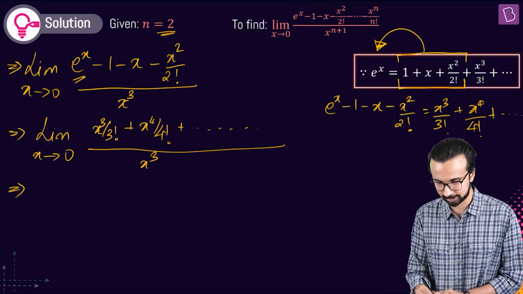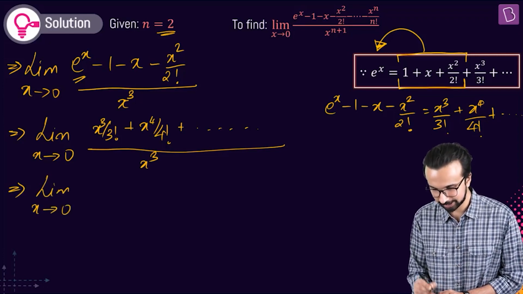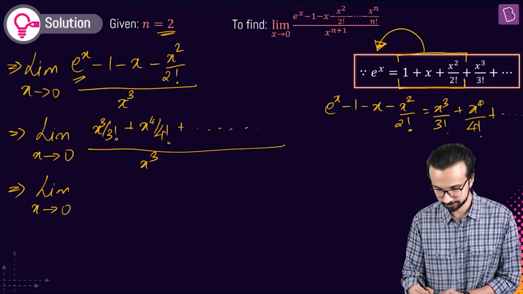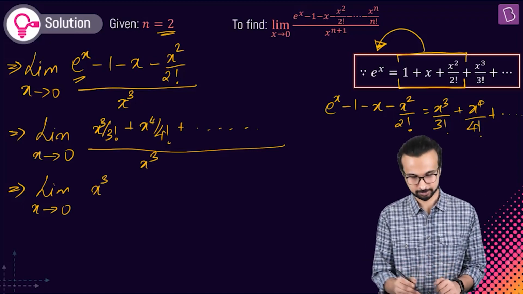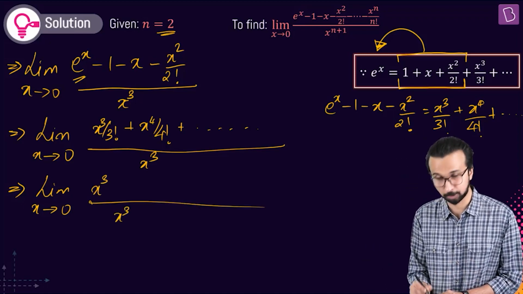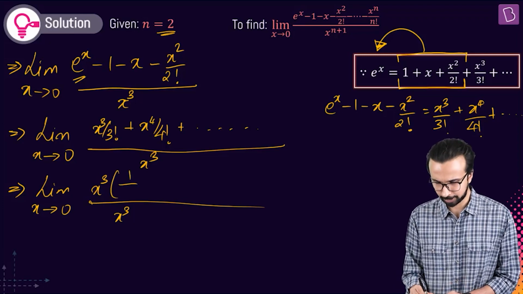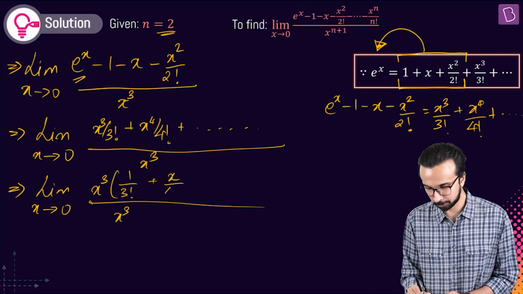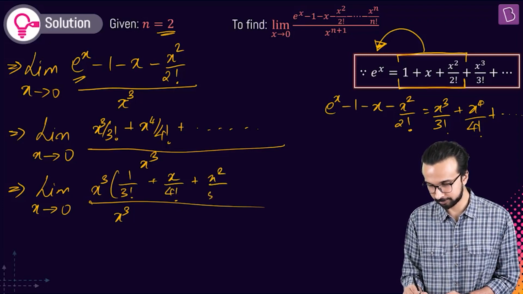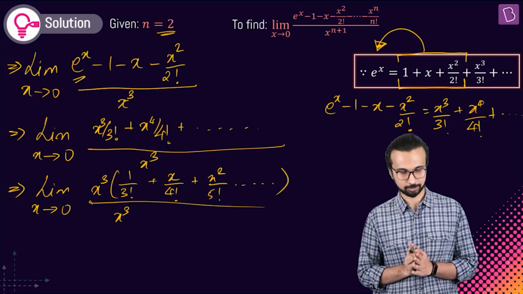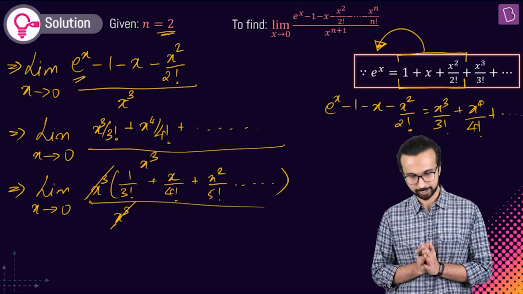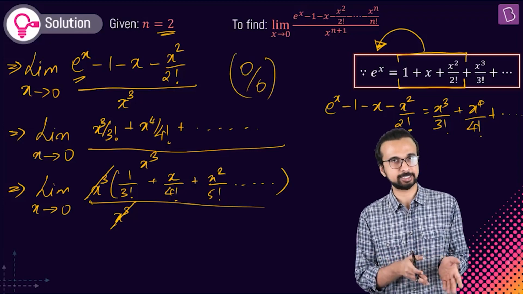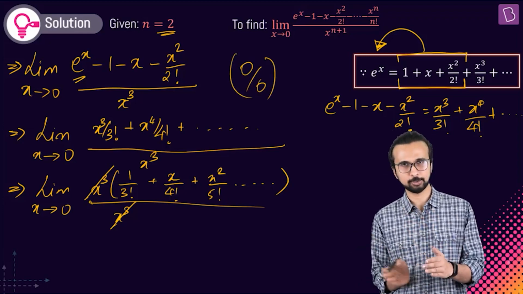Let's implement. So limit x tending to 0, let's take x cube common. We're getting a 0 by 0 form, so let's take the smallest power of x common. That's the standard technique. x cubed times 1 by 3 factorial, plus x by 4 factorial, plus x square by 5 factorial, and so on and so forth. Cancel out x cubes. Now the reason it became 0 by 0 has vanished. We just cancel it out. x cube is tending to 0, but not equal to 0, so you can cancel it out.